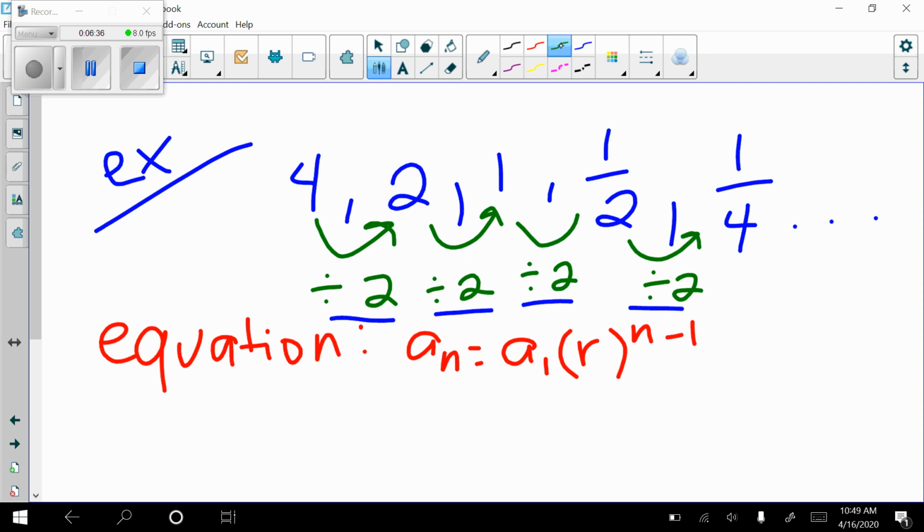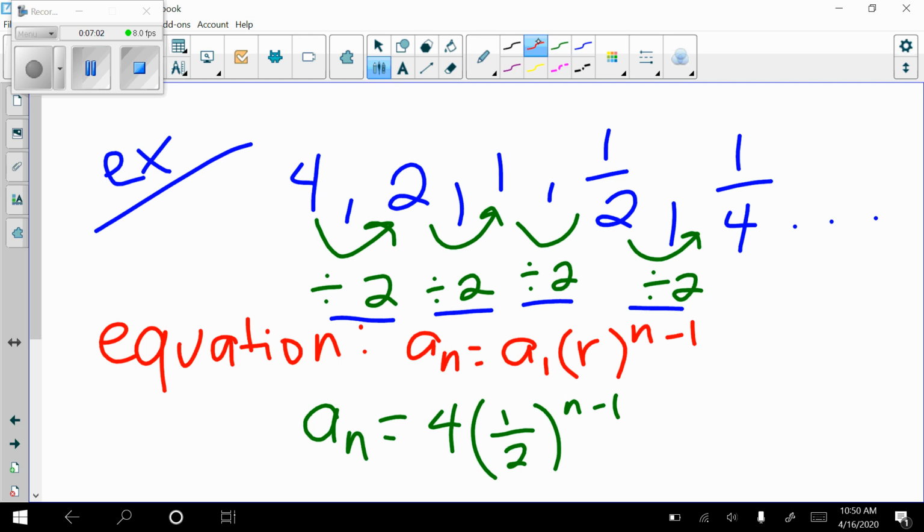So for the equation, an equals the first number times r. So if we're dividing by 2, we're writing 1/2 in the parentheses. So it's writing it as multiplication. Technically, you're dividing by 2. That's right. But in the equation, to keep it similar, that way the equation looks the same every time, we're going to write it as a multiplication, which is why we're changing it into a fraction.